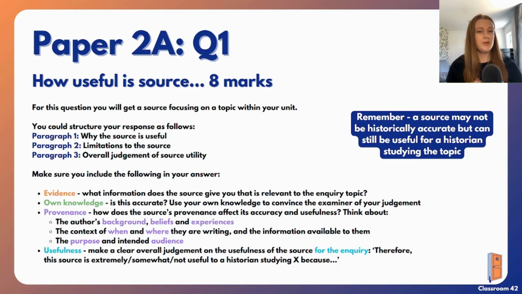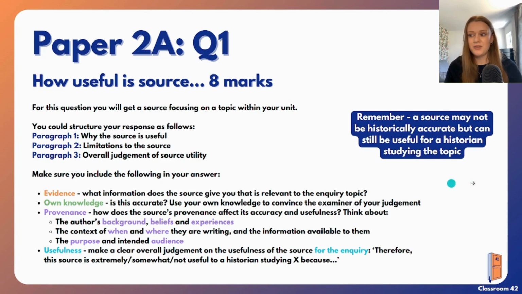Often most sources will be useful for historians, even if they're not accurate, because for example, a propaganda poster will still tell a historian perhaps what the government were trying to portray at the time, perhaps what citizens were being told at the time, and how that might affect their opinions and their attitudes towards an event. So often sources will still be useful even if they are not accurate.